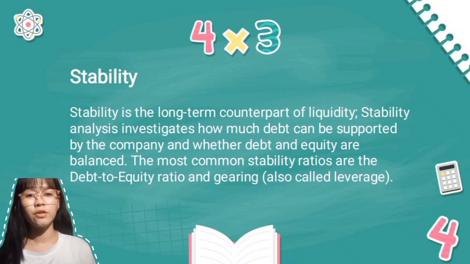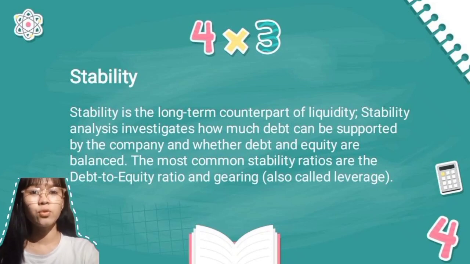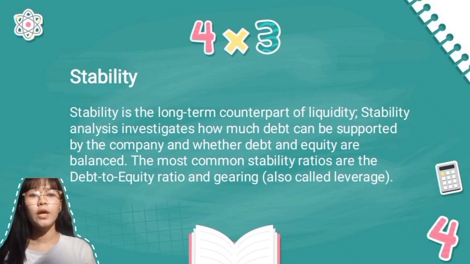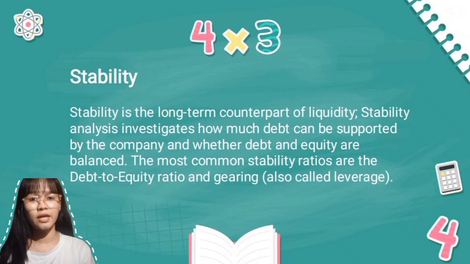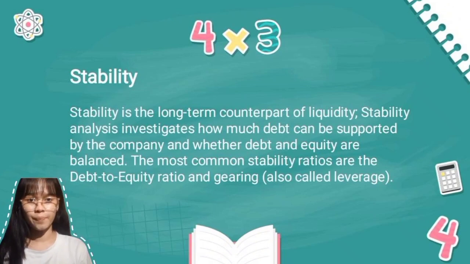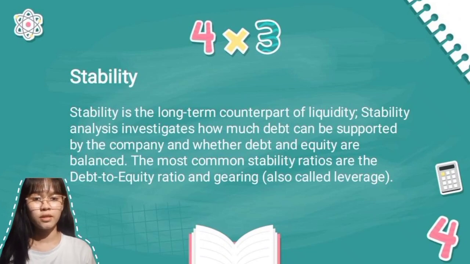Two common stability ratios are the debt to equity ratio and gearing, also known as leverage. Sa debt to equity ratio, we compare ang company's total debt sa shareholders' equity. It tells us kung how much debt the company has in relation to its own ownership or equity. A higher ratio indicates a higher level of debt compared to the company's equity, which can be a sign of financial risk.